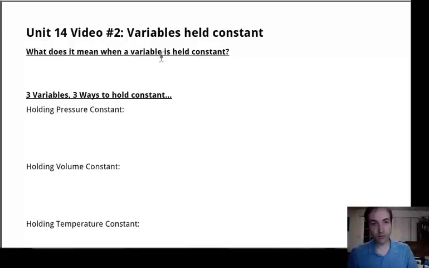Well, a variable, first of all, might be your first question. What is a variable? Variables are the things, basically the values that can change in our equation. So that would be, for instance, your P for pressure, your V for volume, or your T for temperature. And so what it means for one to be held constant is that essentially it does not change.